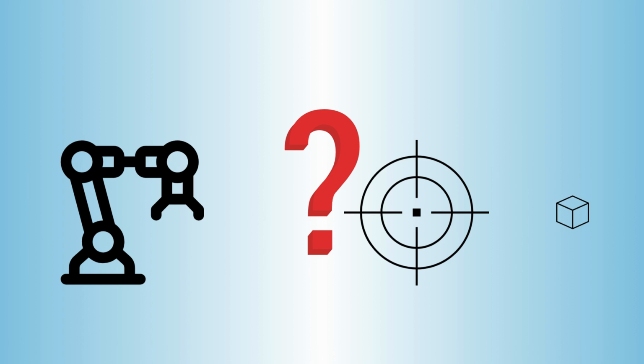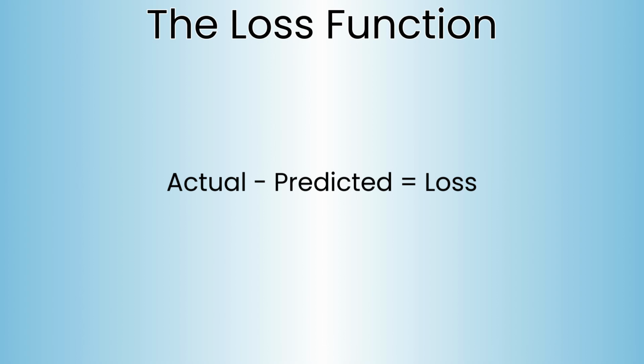Before we can teach it to improve, we first need a way to tell how wrong it is. We need to give it a score. In the world of machine learning, this score has a name. It's called a loss function. And it's the single most important concept for understanding how an AI actually learns.